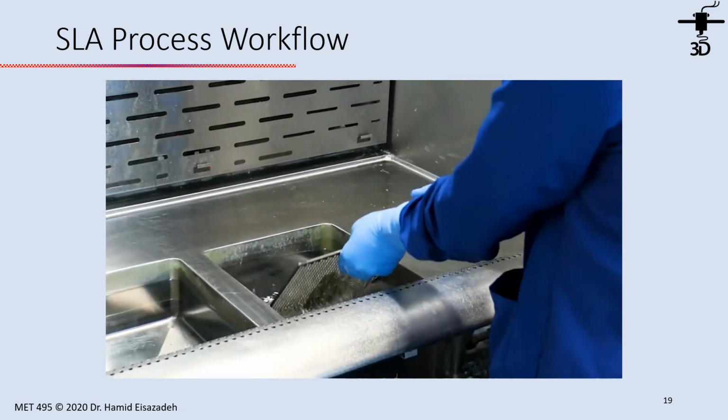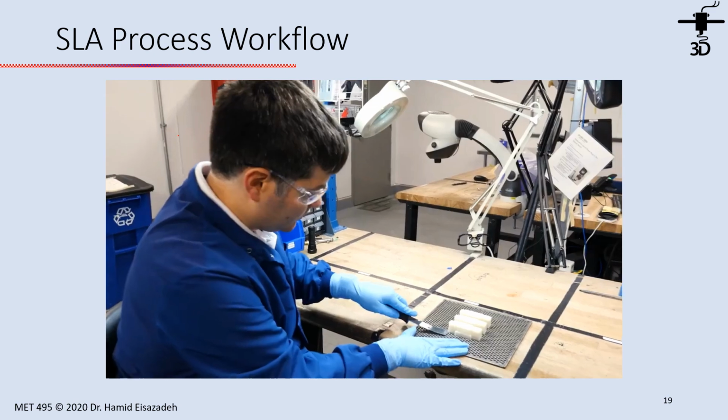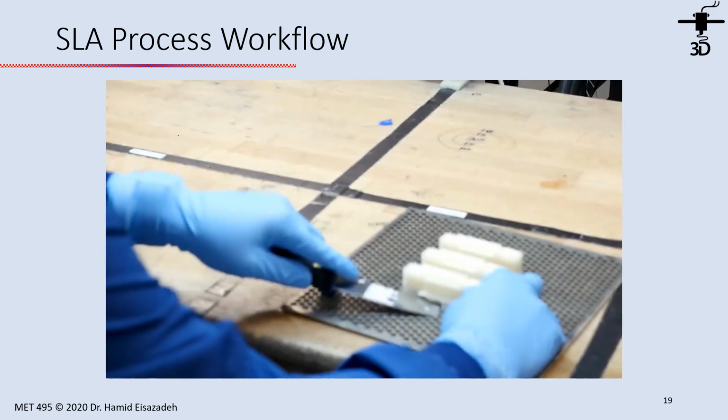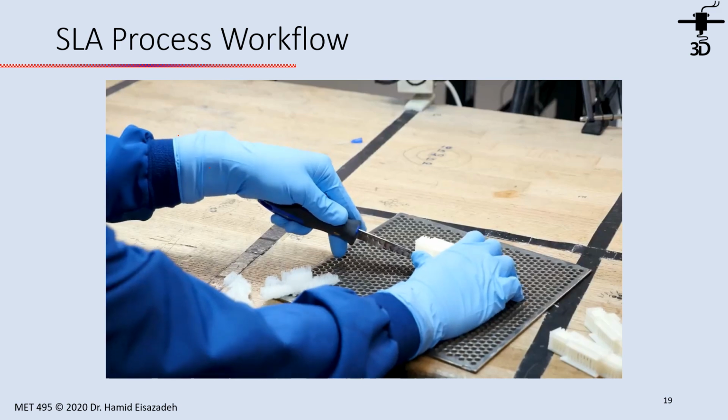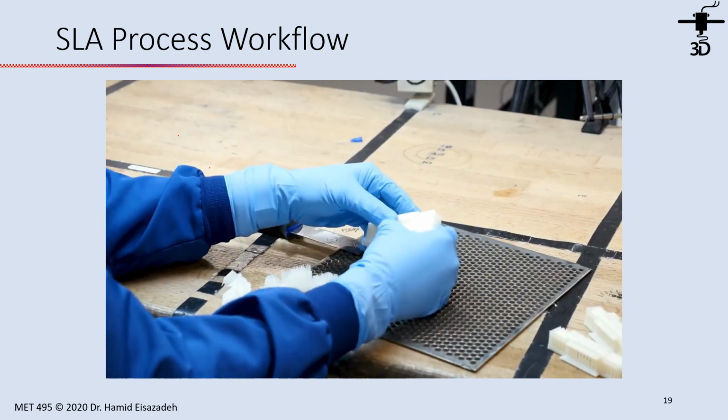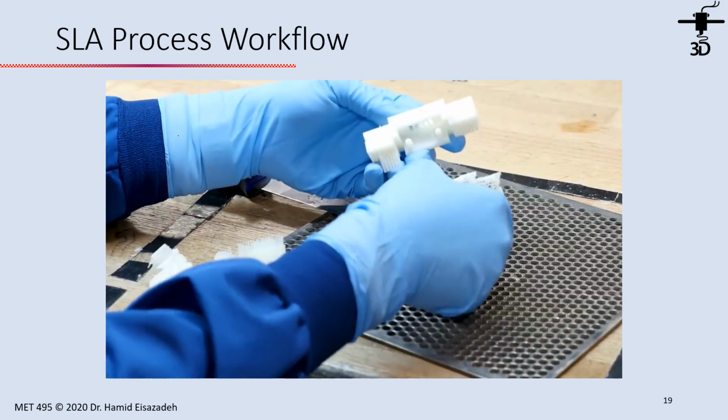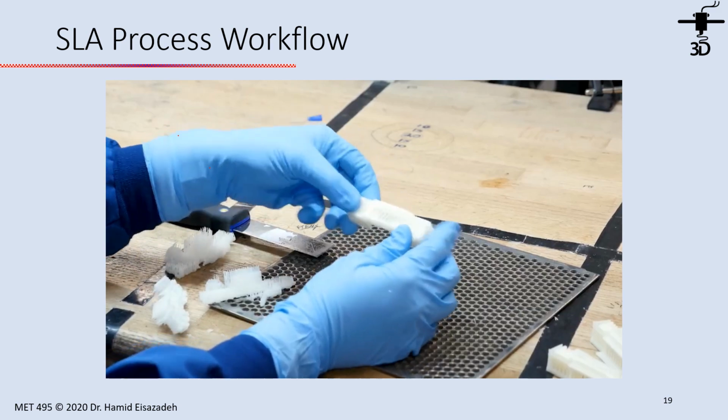And the operator removes the parts with the support structures attached. And then he manually separates the primary support structures. Now this is a really important step because the support generation software, combined with the laser system of the machine, allow the support attachment points to be very fine and thus easy to remove.